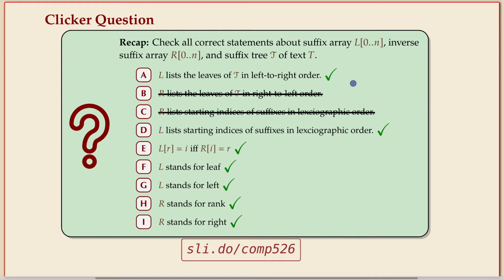L stands for left, but in the sense of this previous picture, going left from the sorted suffixes back to the text, the suffix in text order. L also lists the starting indices of suffixes in lexicographic order. So both of these statements were true for L and not for R. The true thing that you could have said about R is that R gives you the rank of the suffix starting at a position. So it's the rank array. That's why it stands for rank. All right.